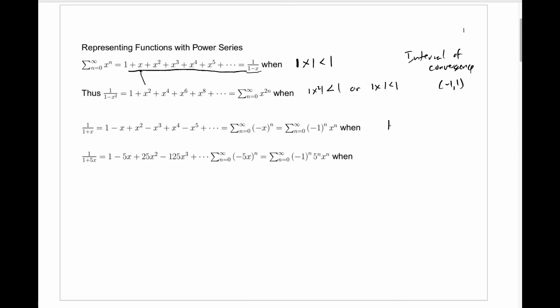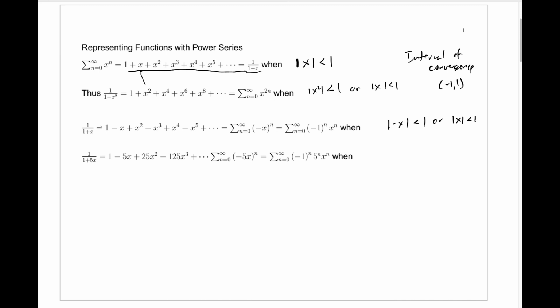Now here we would need the absolute value of minus x, because minus x is what we're putting into this series up top here, to be less than 1. But this is the same as, again, saying the absolute value of x is less than 1. So again, we have the exact same interval of convergence for all three of these series.